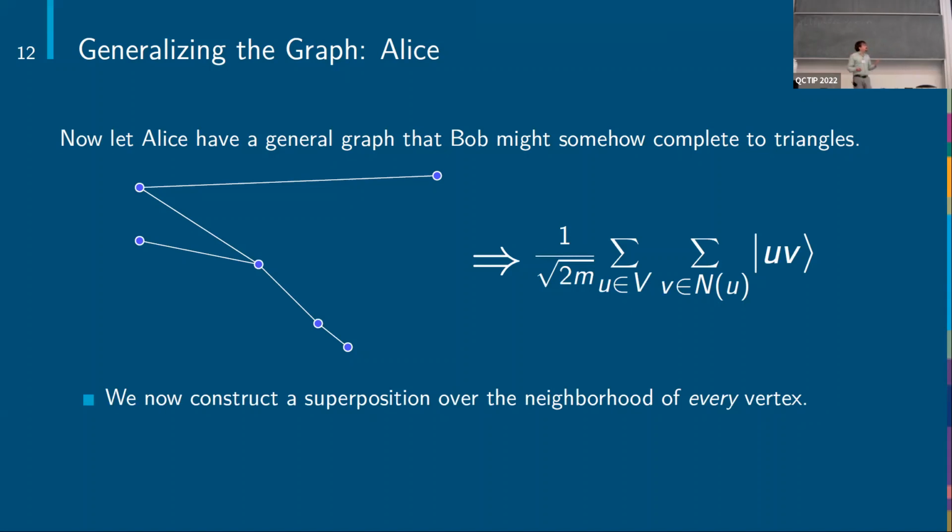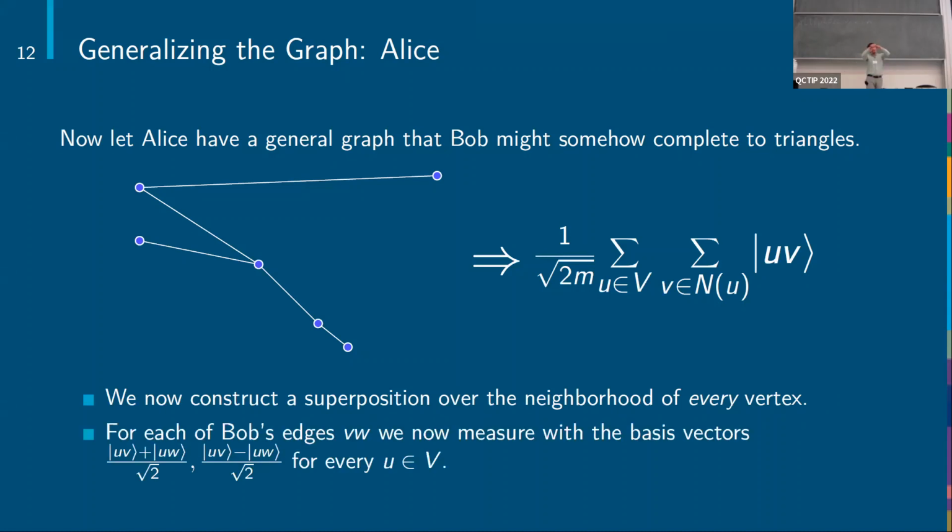And so when Bob gets this, he is going to similarly extend the basis he uses. Instead of saying that for every edge VW in his matching he measures with V plus W and V minus W, he's going to add 2n basis elements, where n is the number of vertices in the graph: UV plus UW and UV minus UW for every vertex U. And this will give us basically exactly the same properties we were getting when Alice just had a star. Each triangle is going to contribute Θ(1/m) to the expectation; repeat m²/t² times and take the average. So the Alice part of this generalizes quite easily.